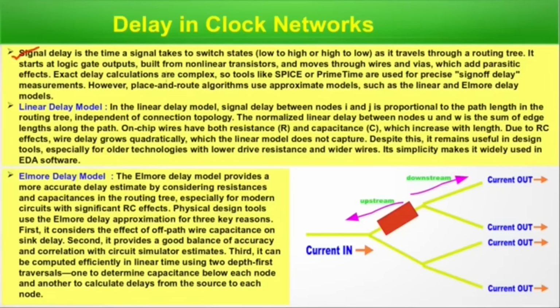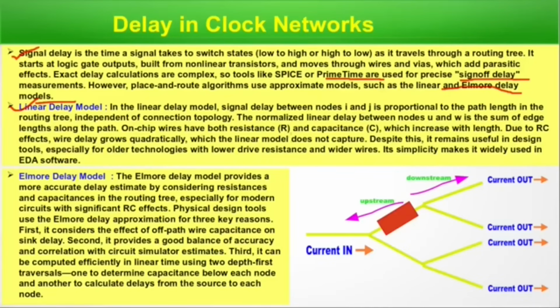Now, exact delay calculations are complex, so tools like SPICE or PrimeTime are used for precise delay measurement. However, place and route algorithms use approximate models such as linear and Elmore delay models. Linear delay model. In the linear delay model, signal delay between nodes I and J is proportional to the path length in the routing tree, independent of connection topology. The normalized linear delay between nodes U and W is the sum of edge lengths along the path.